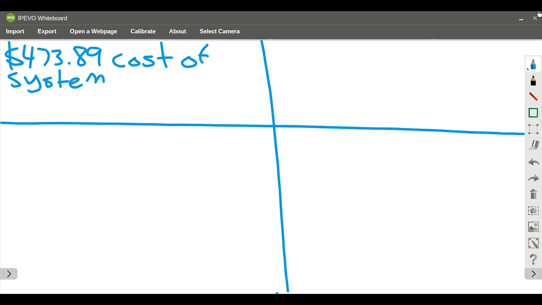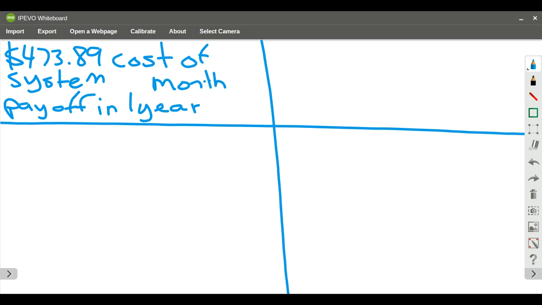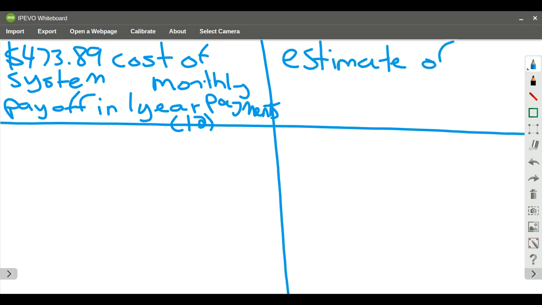Well, I know that he wants to pay it off in 1 year, and it's a monthly payment. So we're going to do monthly payments. If I look at monthly payments and I'm doing it in a year, that's going to give me a value of 12. So what I'm looking for is the estimate of monthly payments.